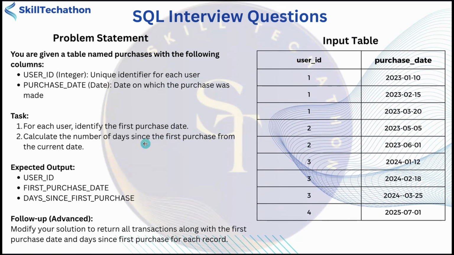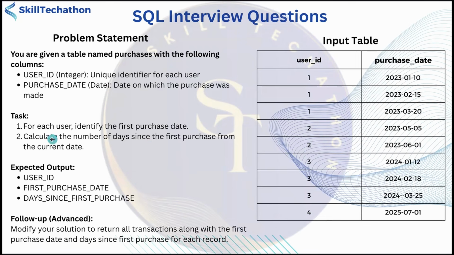First, we need to identify the first purchase date. Basically, when the user made their very first transaction. Second, we need to calculate the number of days since that first purchase up to the current date. Suppose the user made the first purchase yesterday, then today days since first purchase will be 1 day. If the user made the first transaction 10 days before, then today it will be 10 days since the first purchase.